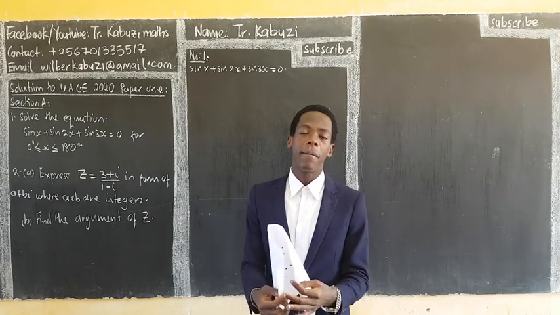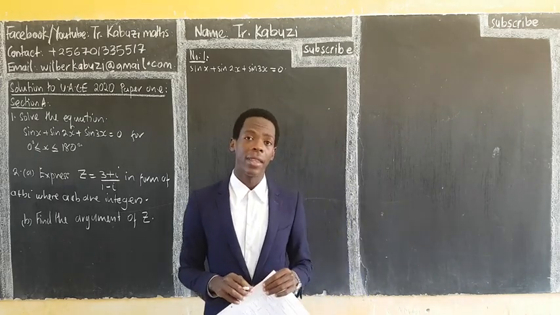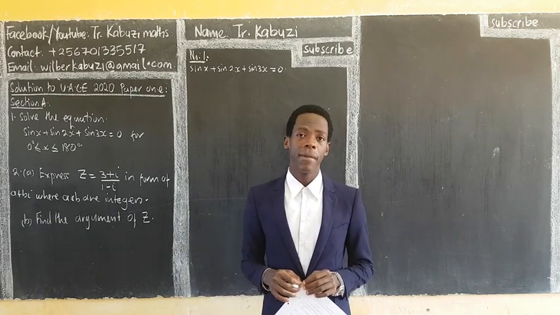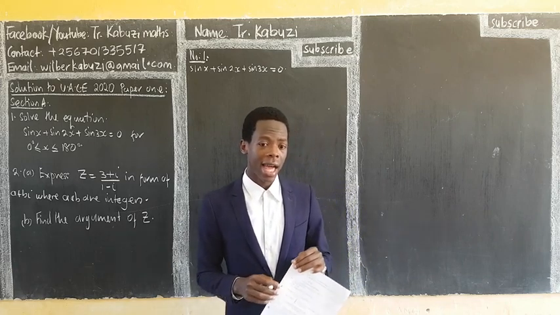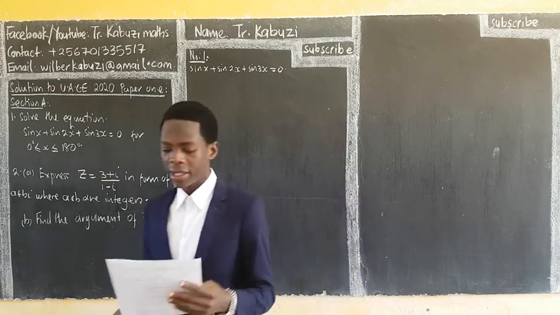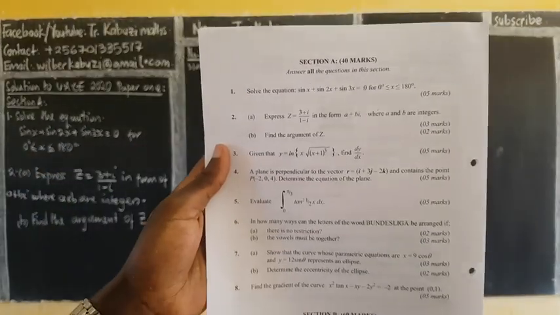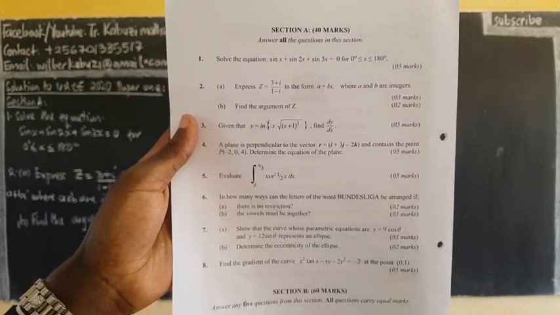You know, a full paper has two sections, Section A and Section B. Section A has 8 questions, each 5 marks. Then Section B has 8, but we are doing 5, with each carrying 12. So I'm going to show you a sample. As you can see there, this is Section A. That's how the questions are.